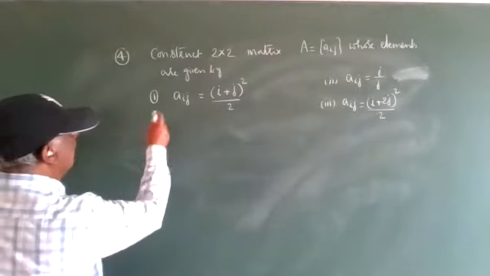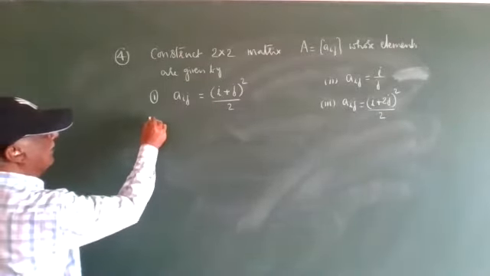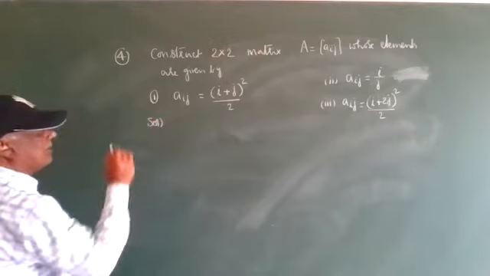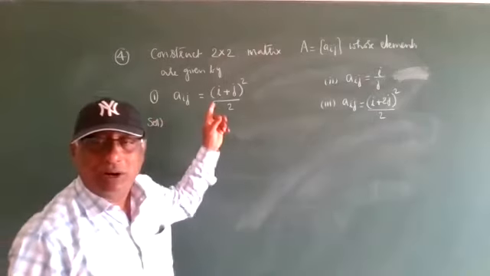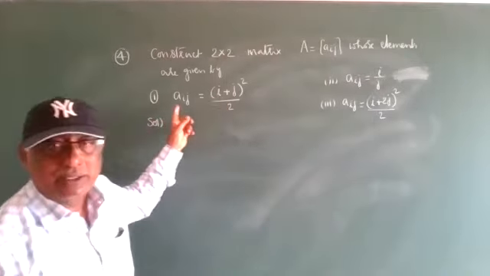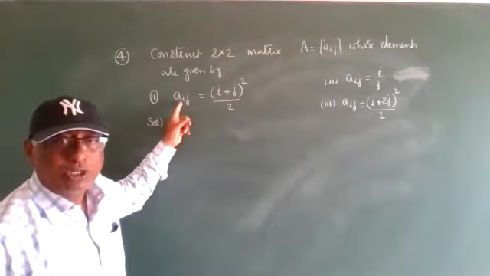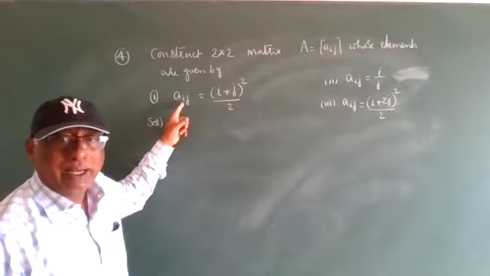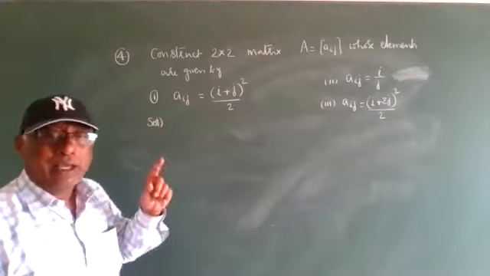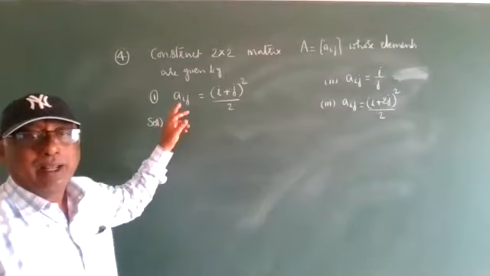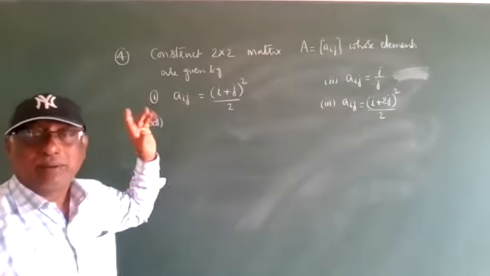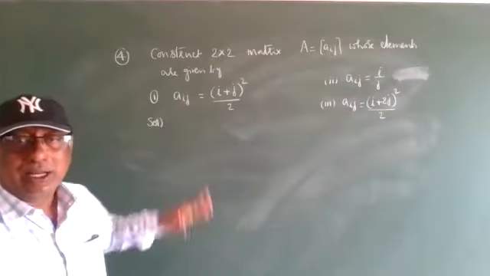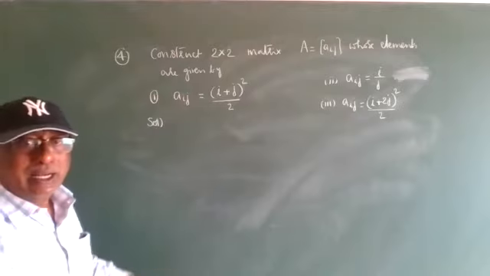See the first problem solution. This is called a general element. What is the position of the general element here? Ith row, jth column. This is the general element.